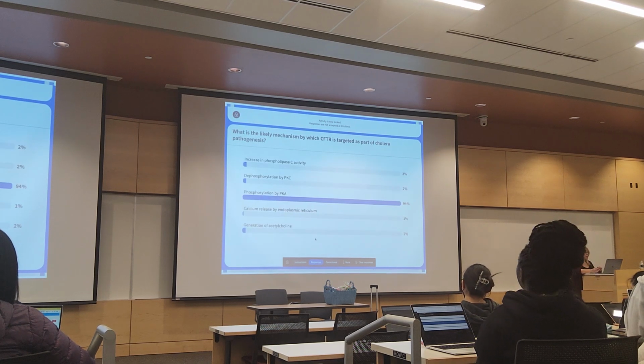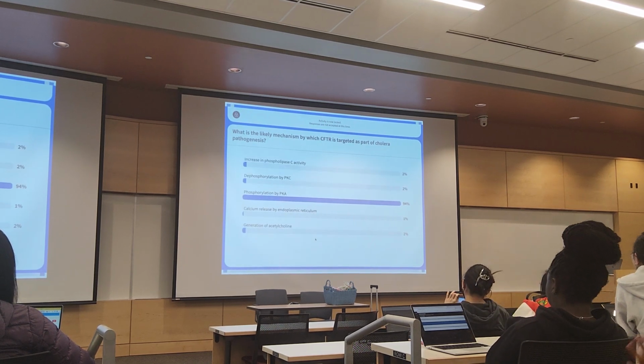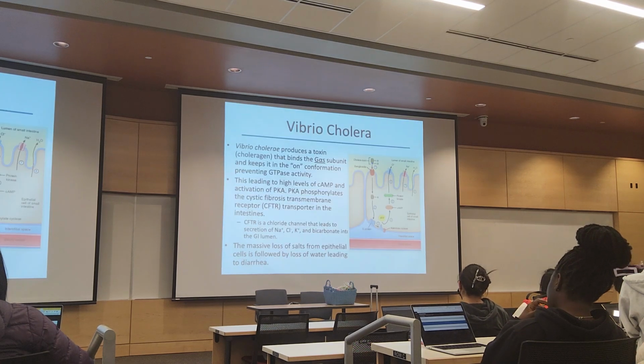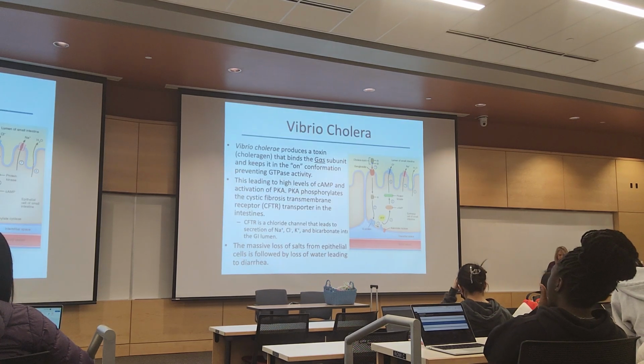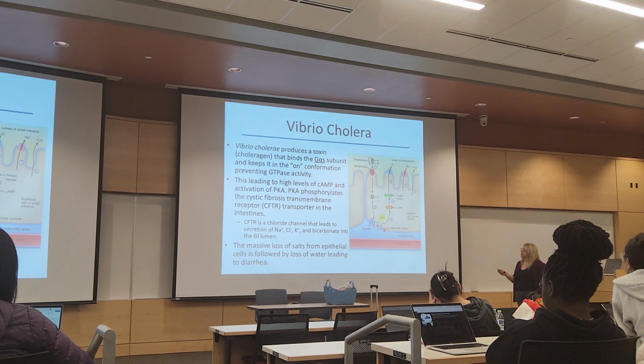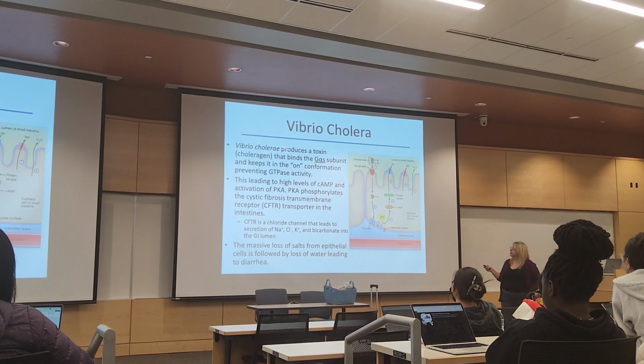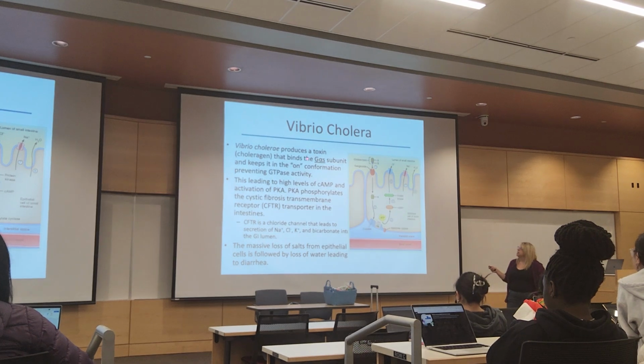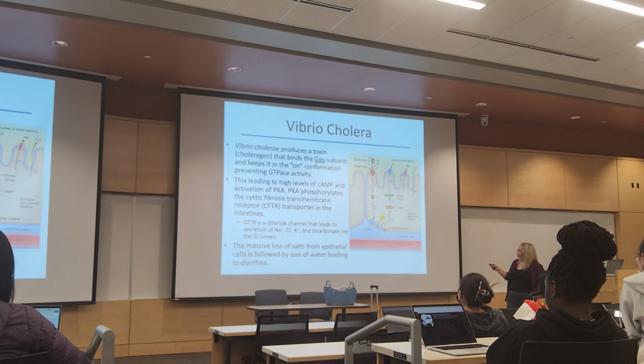So the vast majority of the class has the correct answer, but let's take a look at this in a little bit more detail. I will add this slide to Canvas so you guys have this as well. Let's look at how this works. So again, cholera is going to have a toxin that's going to be released. In this case, it's going to bind the G alpha S subunit. So you can kind of see right here, we have the cholera toxin. It's going to bind to its receptor here.